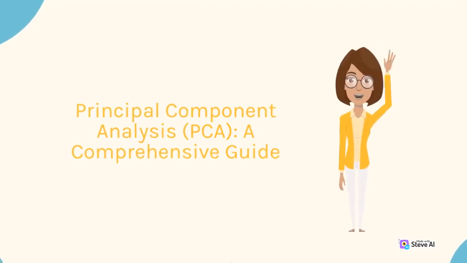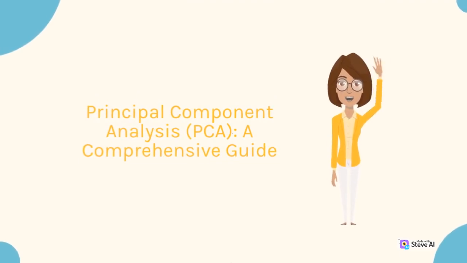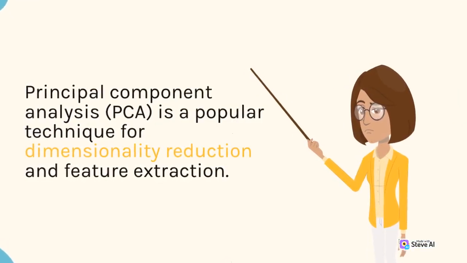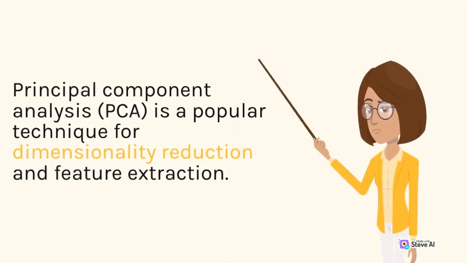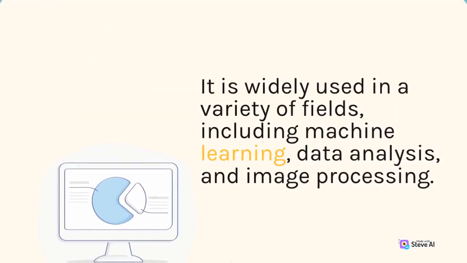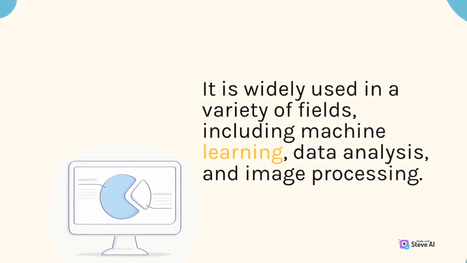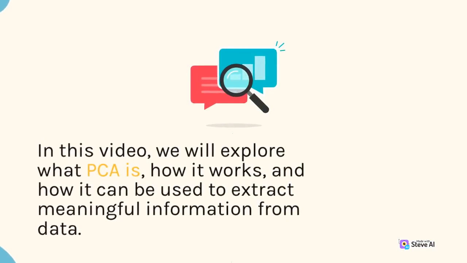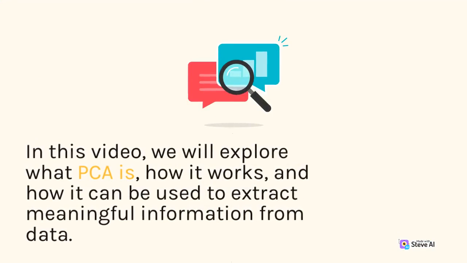Principal Component Analysis, PCA, a comprehensive guide. Principal Component Analysis, PCA, is a popular technique for dimensionality reduction and feature extraction. It is widely used in a variety of fields, including machine learning, data analysis, and image processing. In this video, we will explore what PCA is, how it works, and how it can be used to extract meaningful information from data.